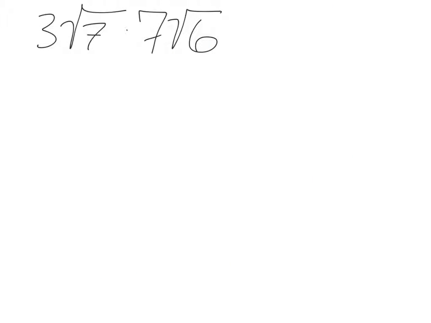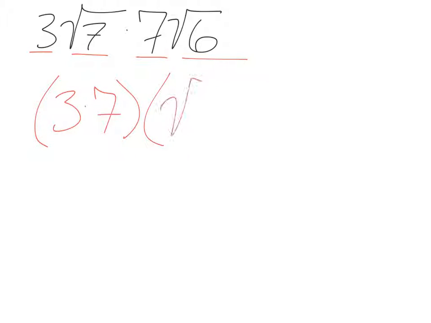Okay, let's look at the next example. Multiplying radicals is probably the easiest operation to perform on radical symbols. So what we're going to do is take the coefficients and group those together. Next, we are going to take the square root symbols and group those together as well. So square root of 7 times the square root of 6.